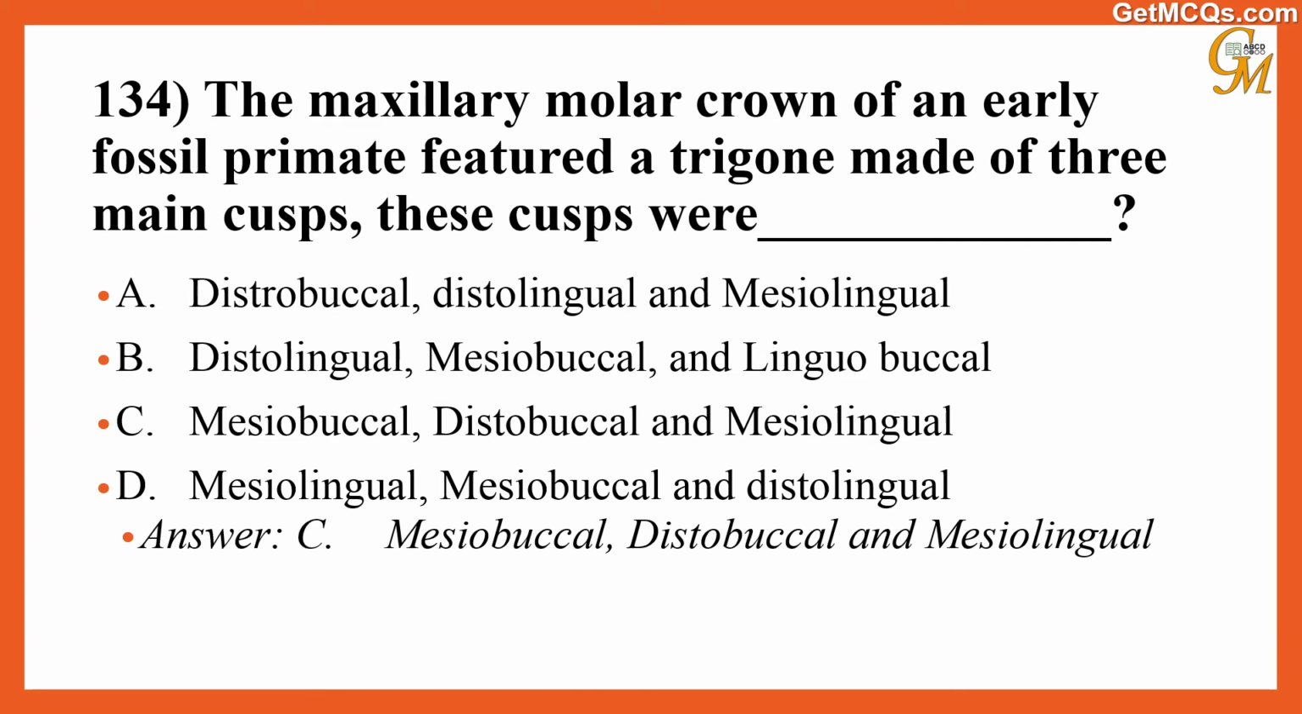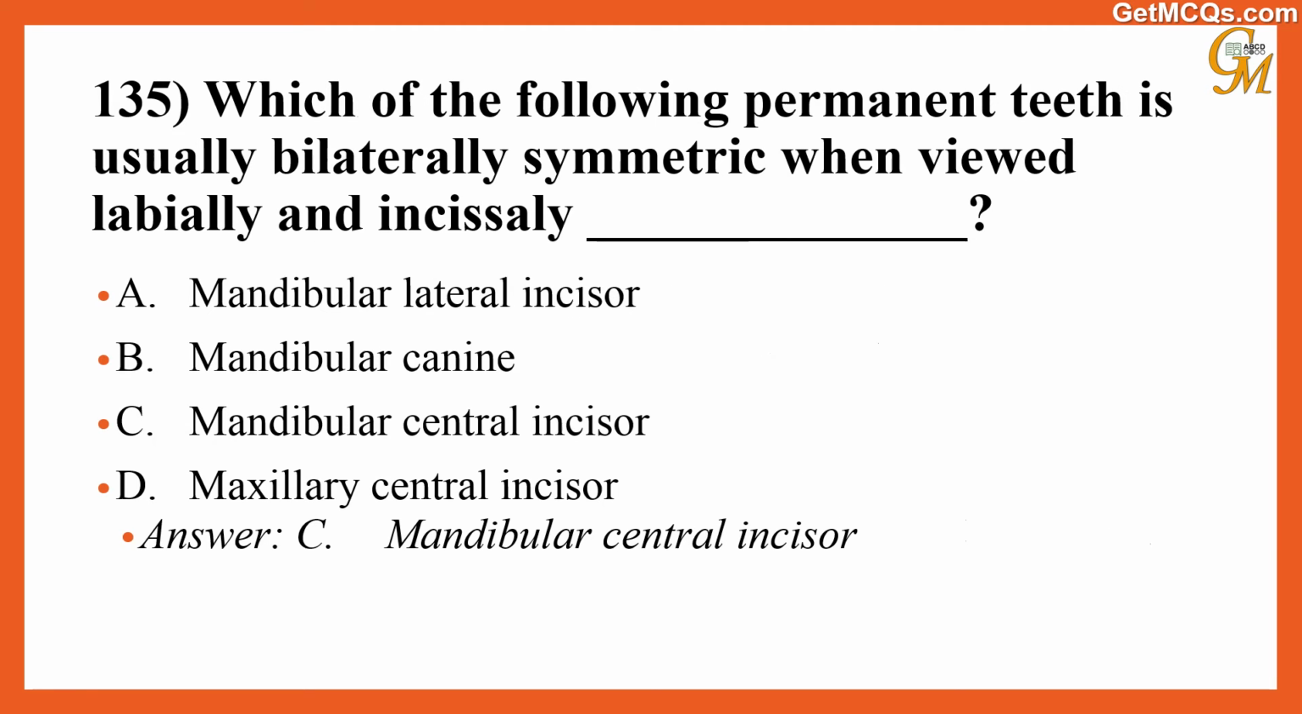134. The maxillary molar crown of an early fossil primate featured a trigone made of 3 main cusps. These cusps were? Answer: C. Mesiobuccal, distobuccal, and mesiolingual. 135. Which of the following permanent teeth is usually bilaterally symmetric when viewed labially and incisally? Answer: C. Mandibular central incisor.